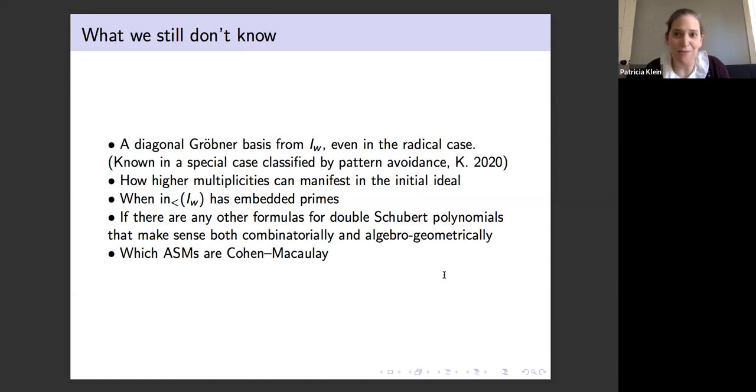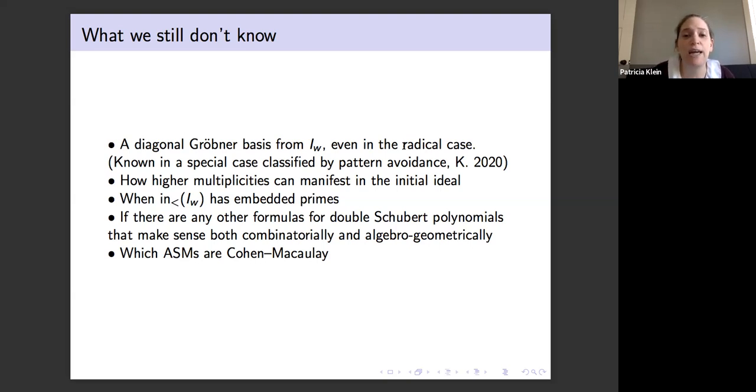But it's a pattern avoidance result, so that means it's 0% of Schubert determinantal ideals. So it would be great if we could understand a positive percentage of Schubert determinantal ideals and know their Gröbner bases. One thing that's interesting here is, in the radical case, we know exactly what the initial ideal is. So if you could guess the Gröbner basis, then you can check immediately whether or not your guess is right.